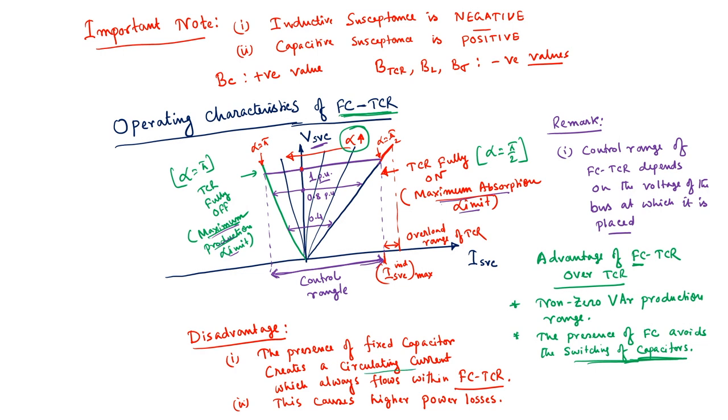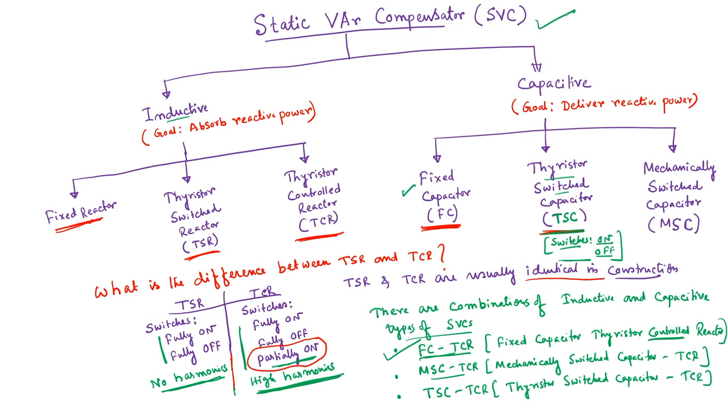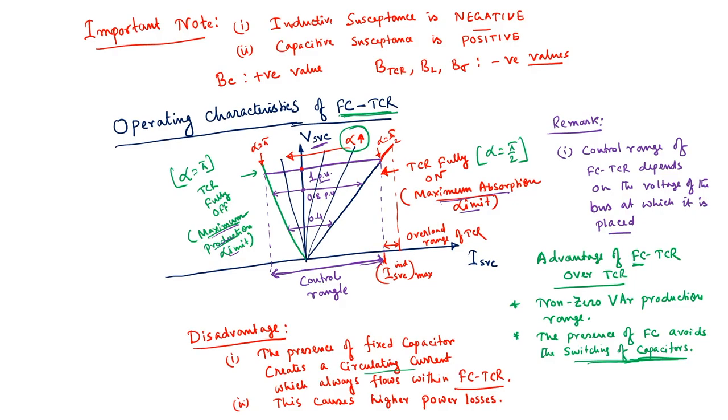Capacitor switching can reduce this power loss by reducing the circulating current, but it may cause certain amount of transients which need to be properly taken care of. These are the things I am going to discuss in my next lecture. In this lecture, if I summarize what we have learnt, first of all, we have learnt the categorization of the static var compensator, and as we discussed, there are combinations of inductive and capacitive types of SVCs. I am going to discuss all of them. Today I discussed FC-TCR. In the next classes, I will discuss MSC-TCR, and also thyristor switched capacitor before I discuss TSC-TCR. I hope this FC-TCR, its advantages and disadvantages, are understandable to you. This is it for this particular lecture, and let me thank you for your attention.